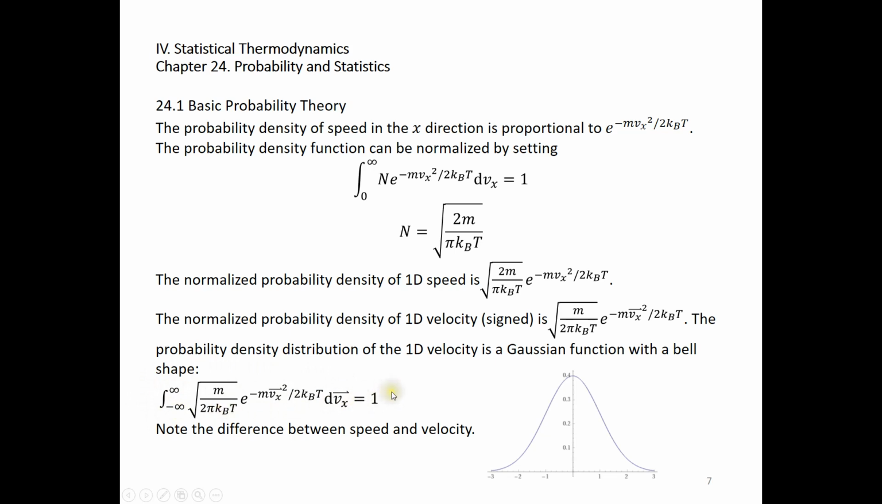The physical meaning is simple. The probability of finding a gas particle moving at a velocity between negative infinity and positive infinity in the x direction should be 100%. Just please note the difference between speed and velocity.